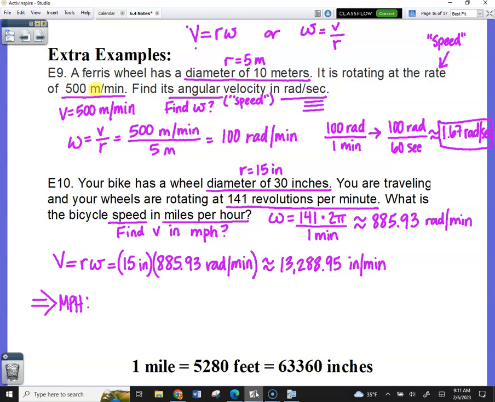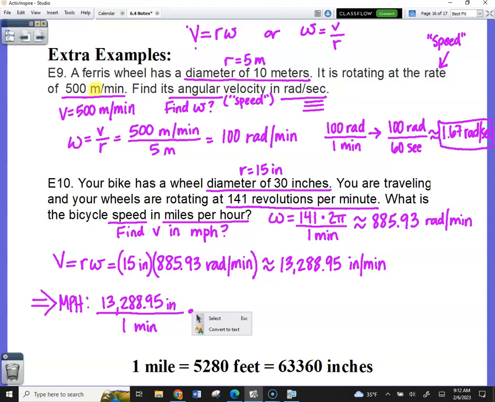You always start with what you have, right? So we've got 13,288.95. We don't want to write it out linearly, along one line. We want to write the actual fraction. So this is inches per 1 minute, right? Okay, I want to convert this to miles per hour. So I need to know in 1 mile how many inches there are, which is why I gave you this right here. So I'm going towards miles per hour.